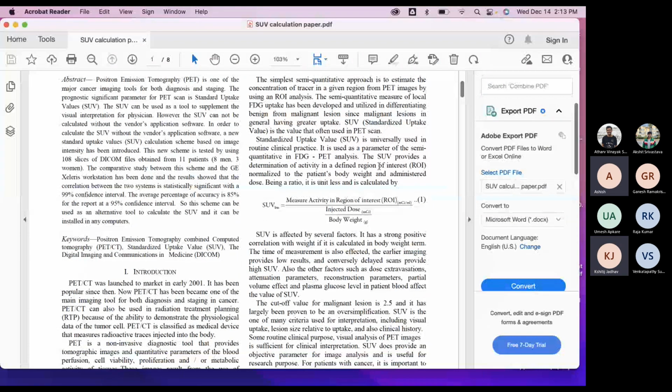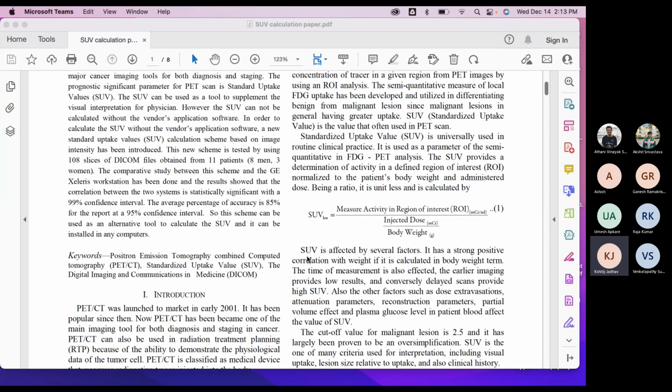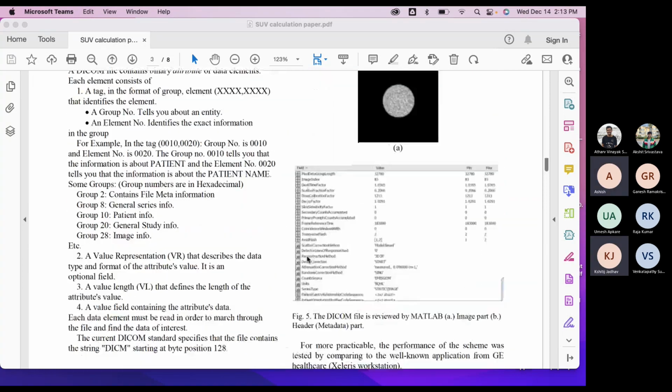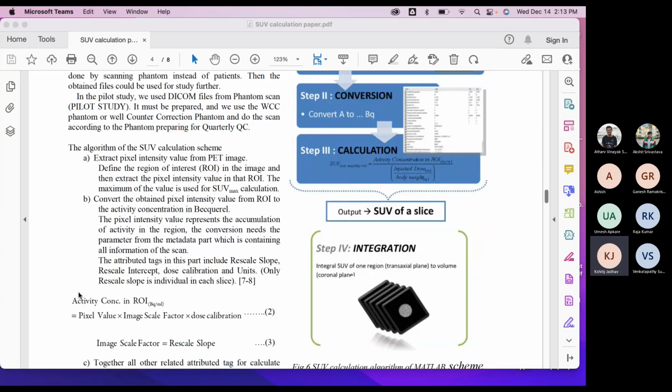So this is what we are basically trying to measure. We are trying to first identify the SUV in each area of interest, which is measured by the activity in the region of interest divided by the injected dose and body weight. Through programming, what we first have to calculate is the activity concentration in the region of interest. Right now, let's forget the region of interest. We're looking at a particular pixel only in a coronal section.